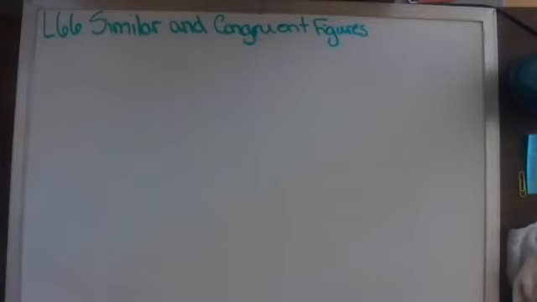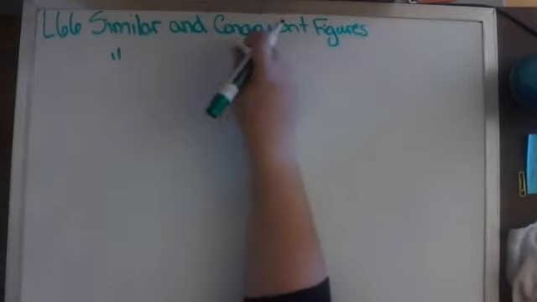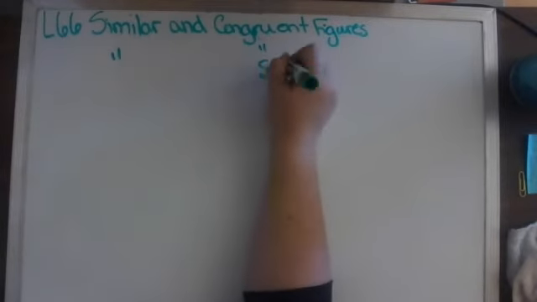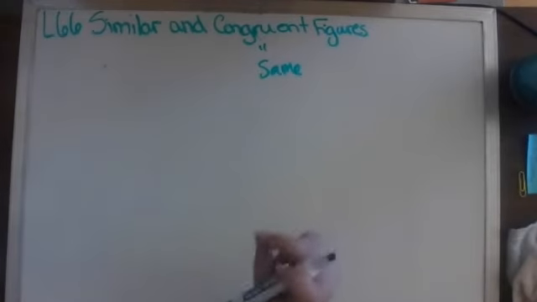This is lesson 66, similar and congruent figures for Saxon 4. So the main thing of this is knowing what similar and congruent means. Similar means they are similar, but not the same. Congruent means same, exact same. They might be in a different position, but it is the exact same thing.